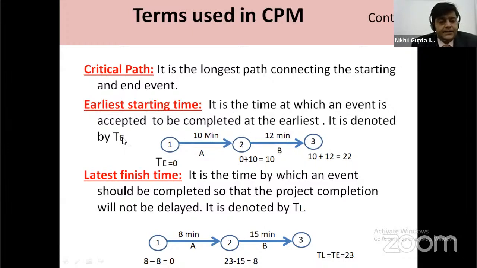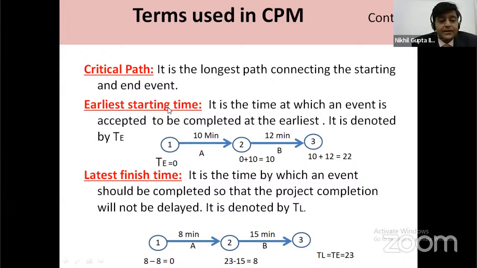and it is denoted by TE. Here, this is the activity A, this is the activity B. The time taken in activity A is 10 minutes and time consumed in activity B is 12 minutes. This is the event 1, this is the event 2, this is the event 3. This is the starting event for activity A, and this is the end event for activity A. This second event is the starting event for activity B, and this is the end event.